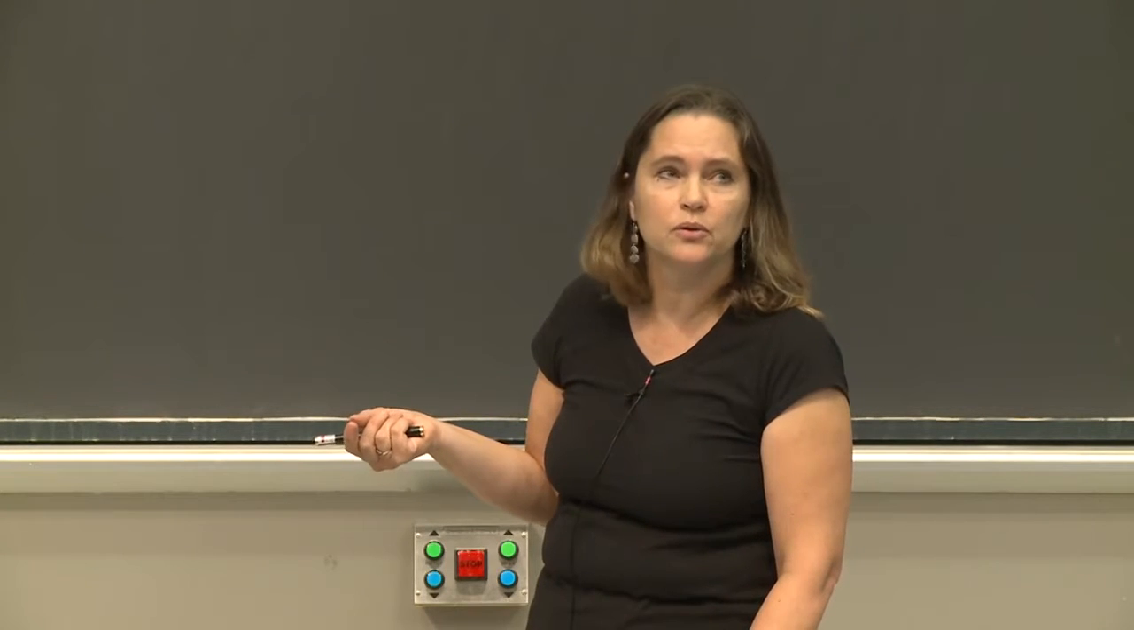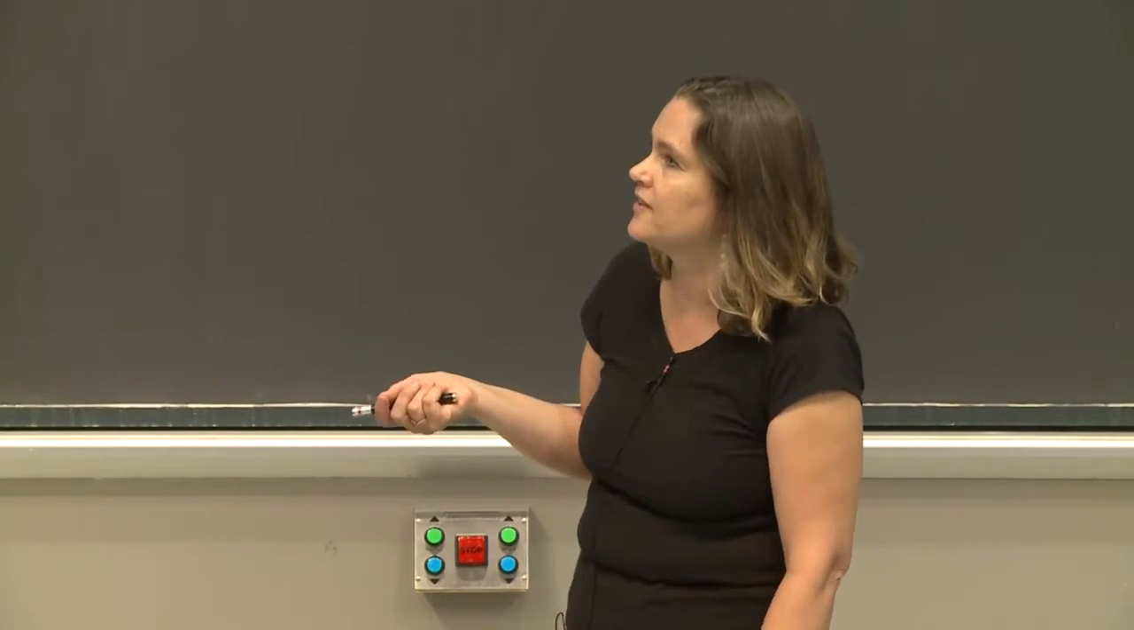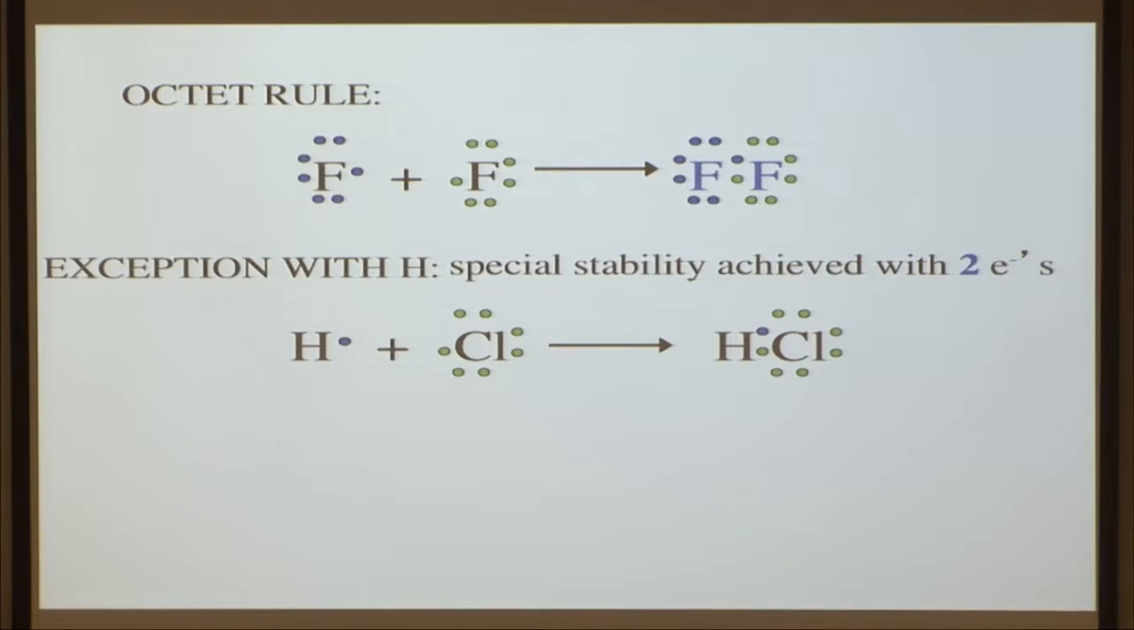Now, there are a few elements that do not want 8 in their valence shell, and hydrogen is one of them. It just has that one s orbital, so it only wants 2. That's all it can handle. So this is an exception: hydrogen is going to want 2 electrons. Hydrogen loves to interact with things, though. It interacts with lots and lots of things.